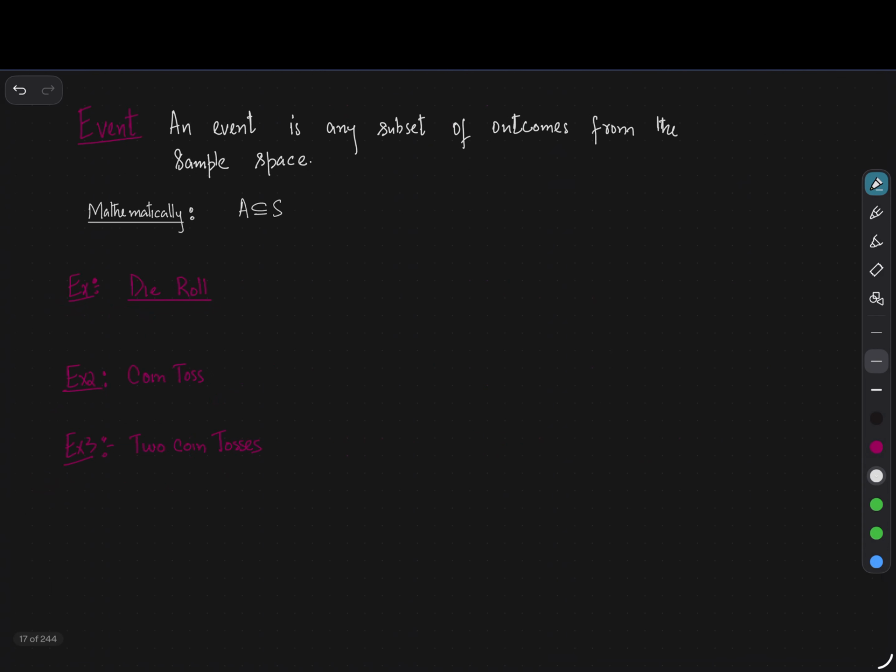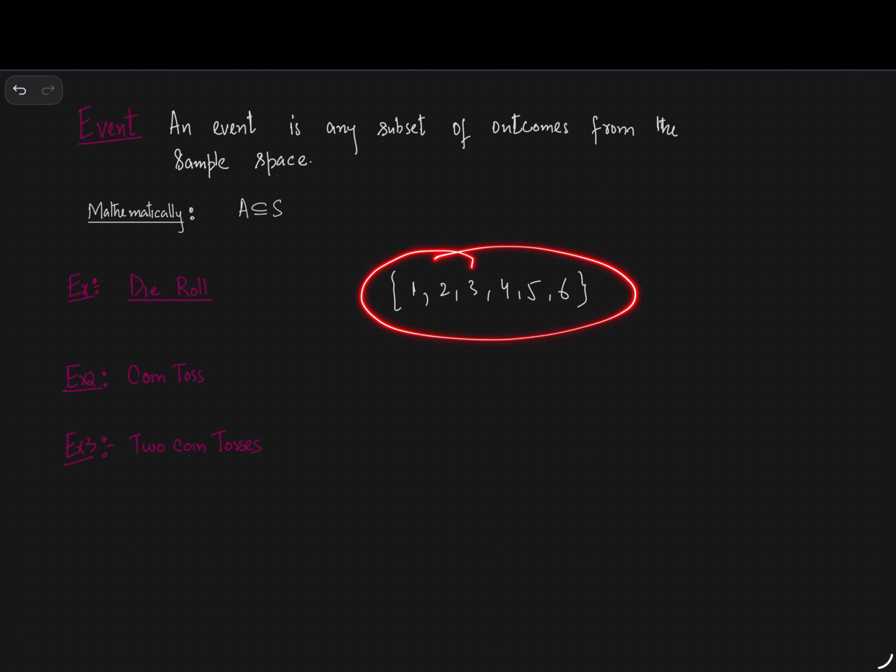Now let's define an event. An event is any subset of outcomes from the sample space. Mathematically, we can write it like this: if A is an event and S is a sample space, then A is a subset of S. When we roll a die, this is our sample space. So what is an event? An event is any subset of the sample space. Here, any subset of this set is an event.